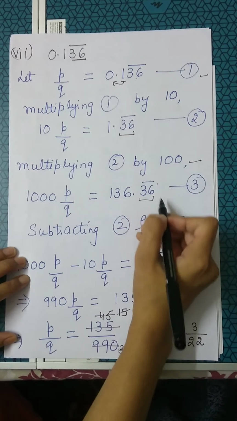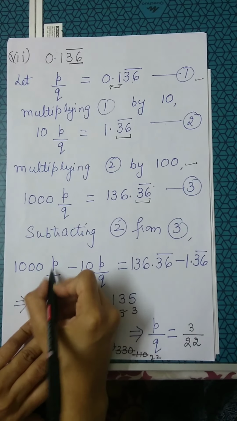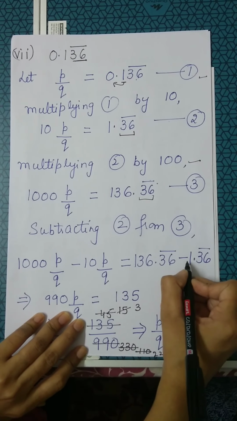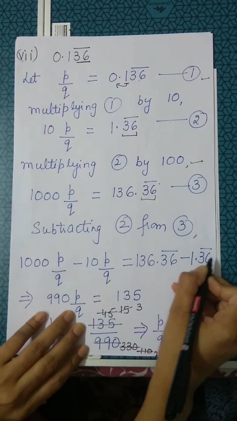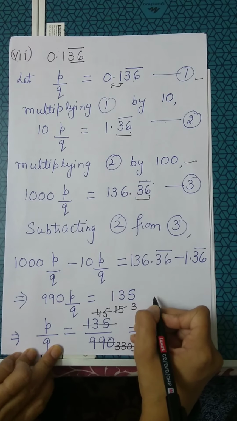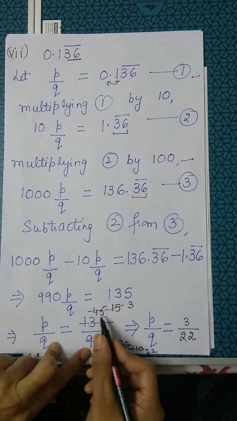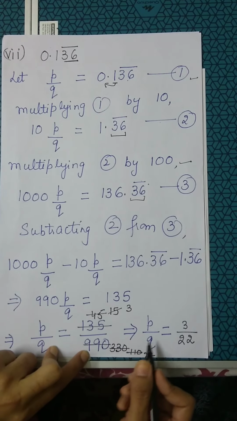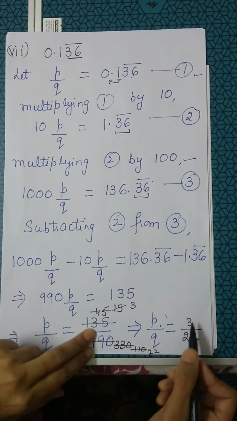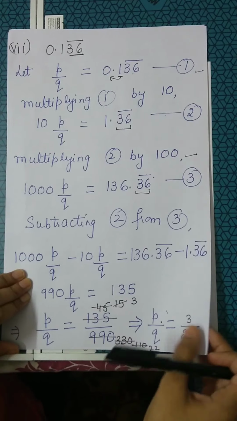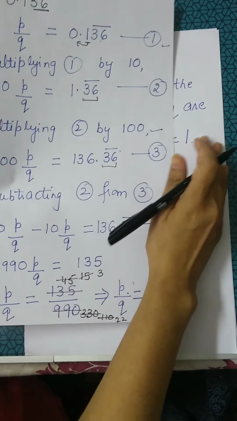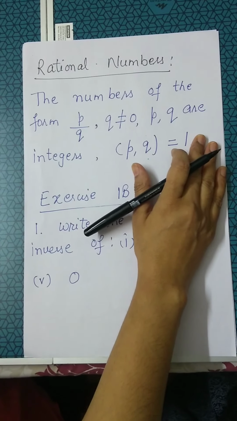So I will subtract 2 from 3. That is 1000 P over Q minus 10 P over Q is 136.36 bar minus 1.36 bar. I get 990 P over Q is equal to 135. Because 135 upon 990 can be simplified further, I've converted this into the simplest possible form. That is P over Q is equal to 3 upon 22. Now based on this, you have a few questions from exercise 1A, so kindly try those questions.